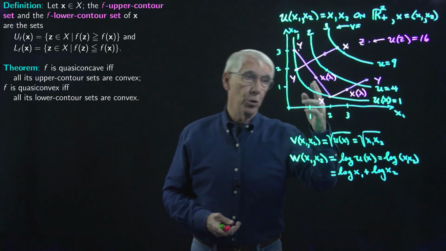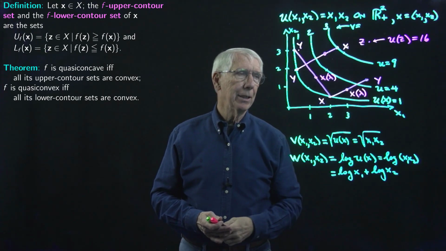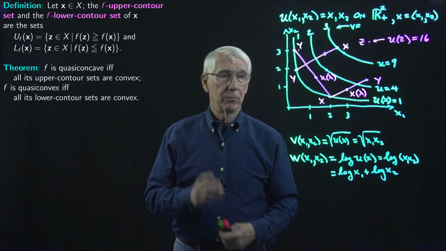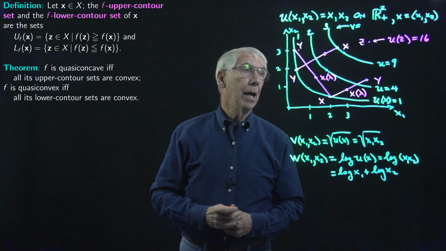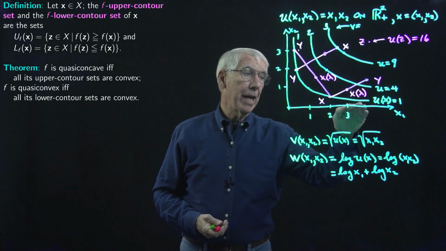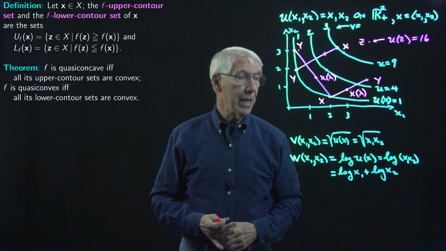So again, note that in fact we've drawn a lot of line segments here, and those line segments would be good examples for showing that indeed the upper contour set for any one of these bundles actually is a convex set.